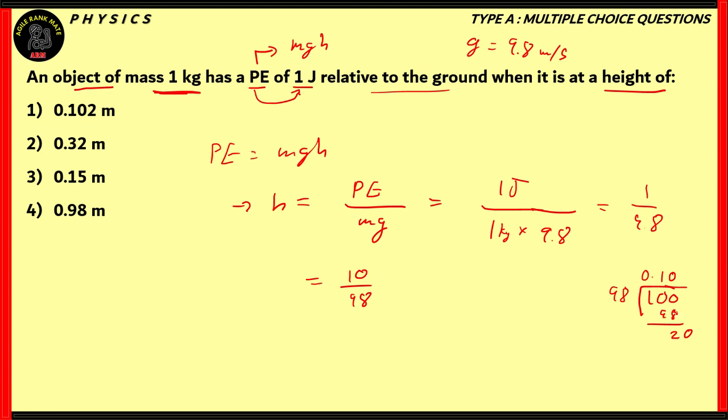So obviously by then you would know that the answer is option 1, 0.102, because numerically the other options would be disproved by then. Now we have 0.32 as option 2, 0.98 as option 4, and 0.15 as option 3. However, just for the sake of continuity, let's add a 0 here to make it 200. 98 times 2 is 196. So we have 4. So the quotient is approximately equal to 0.102. So 0.102 meters is the correct option for this question. Option 1 is the correct option.